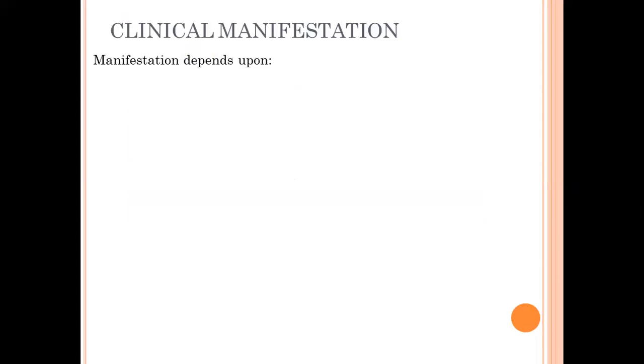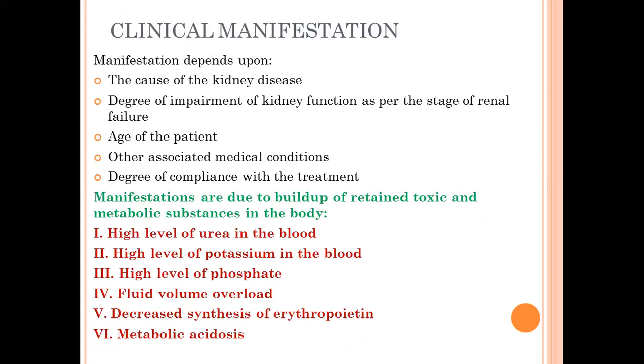So next, moving on to the clinical manifestations. Most of the symptoms depend upon certain conditions. First is the cause of the kidney disease: why the kidney disease has occurred. Next is the stage at which the renal failure has started, how far the kidney damage has reached. And next is the age of the patient. Patients aged 60 or more are at high risk of chronic renal failure, especially if another disease condition like diabetes is present in the body.